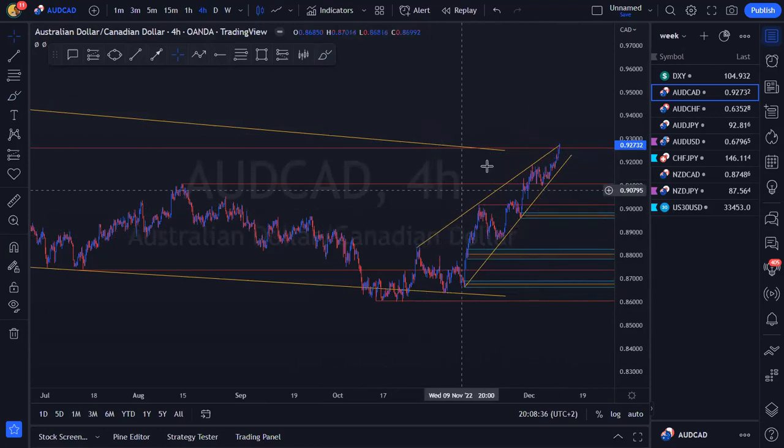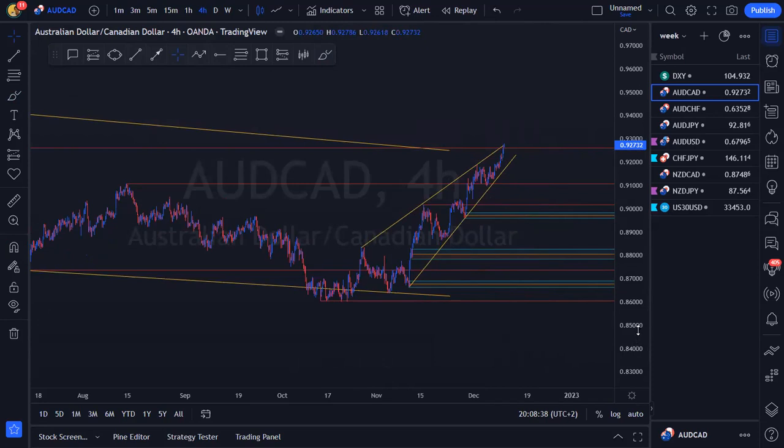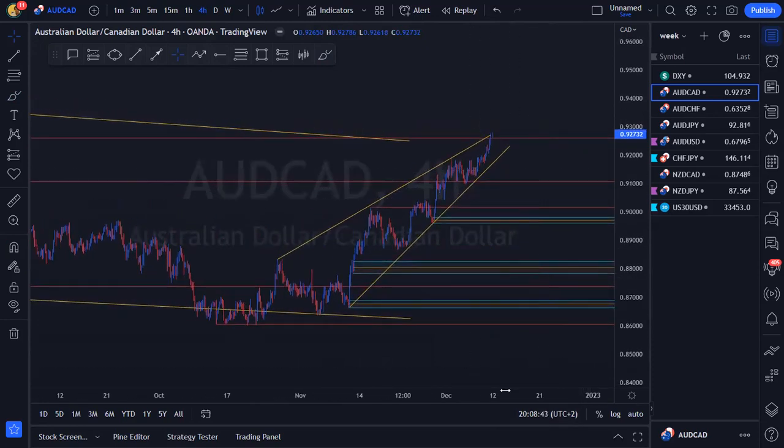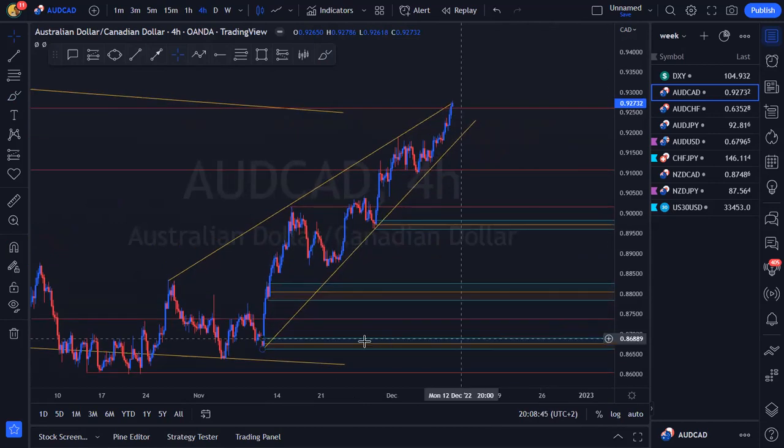Why do I say we can delete it? Is because we're not really interested. If we are going to sell Aussie CAD, we're not interested in taking any risk entries because we can see there's a lot of momentum moving to the upside and we can't take a risk entry in the opposite direction. It does not make a lot of sense.